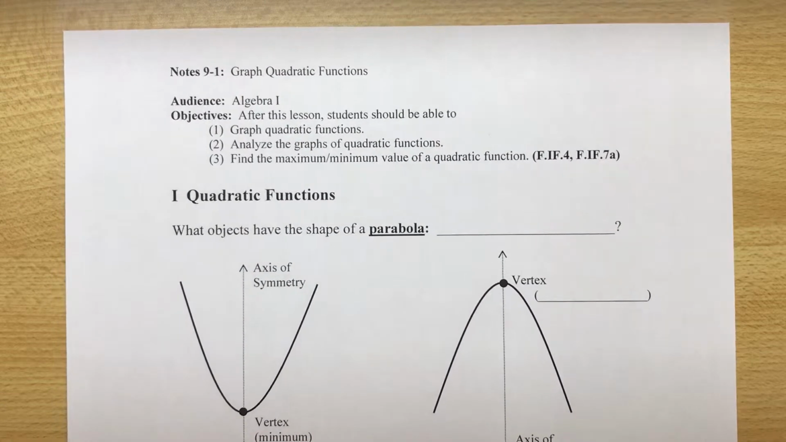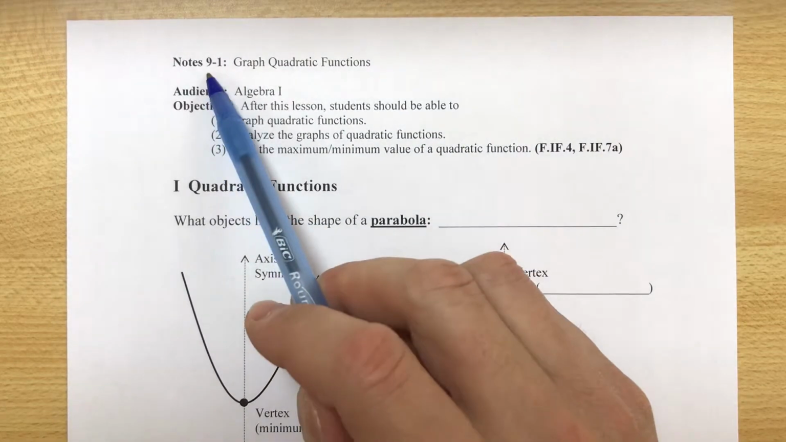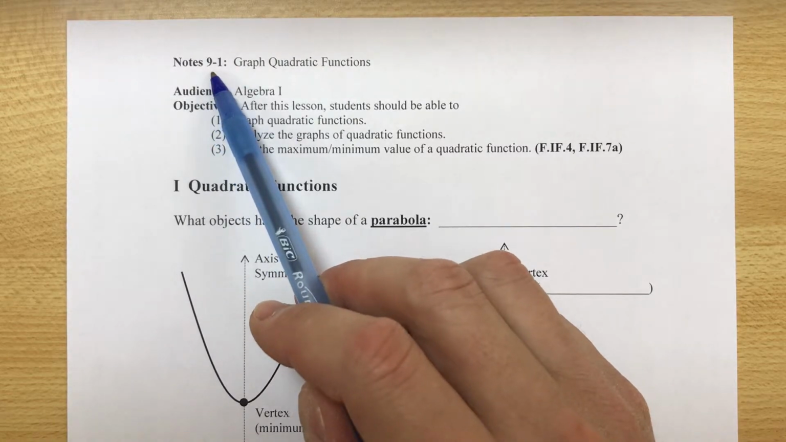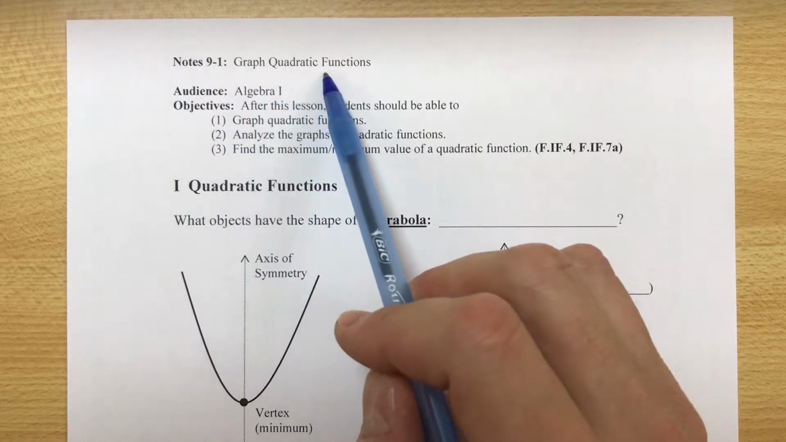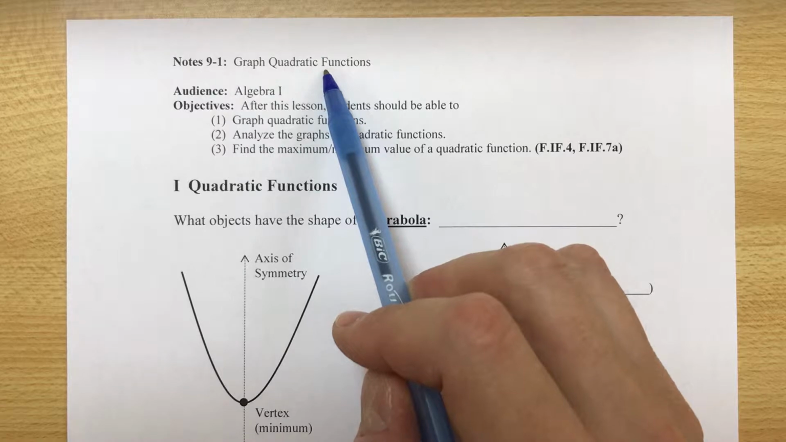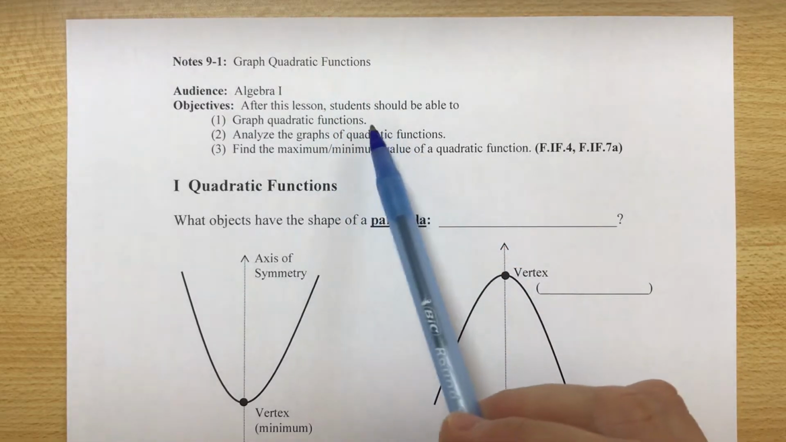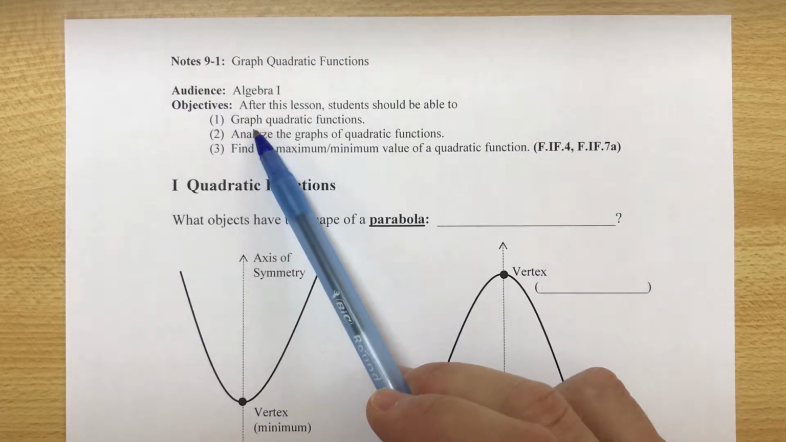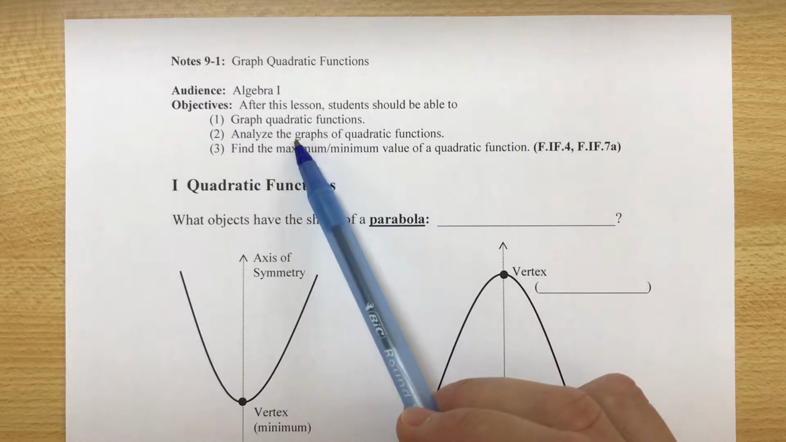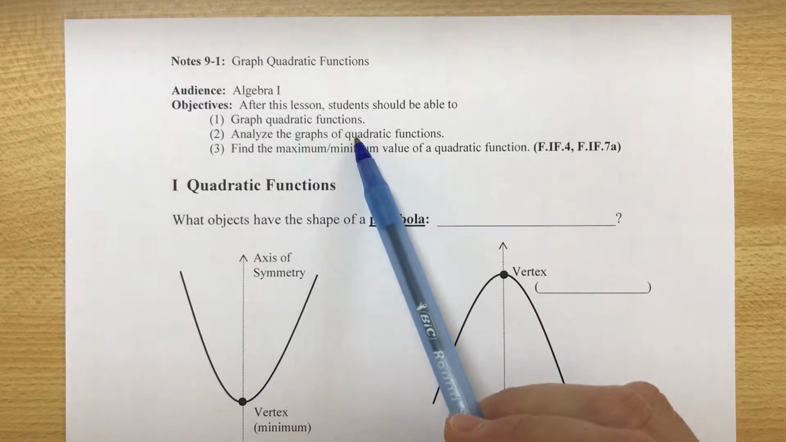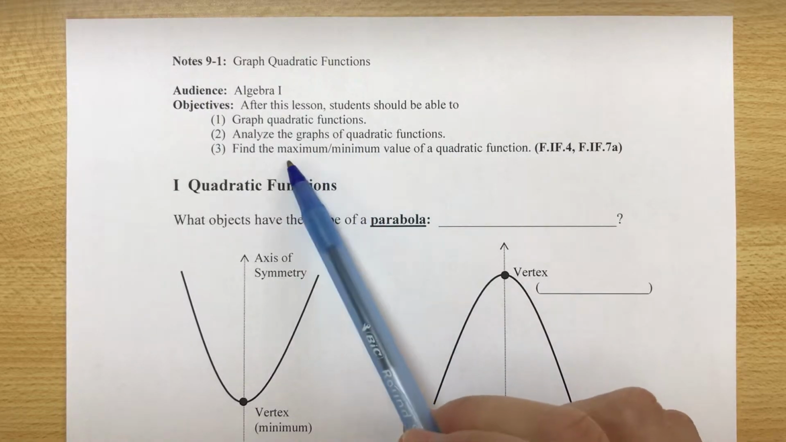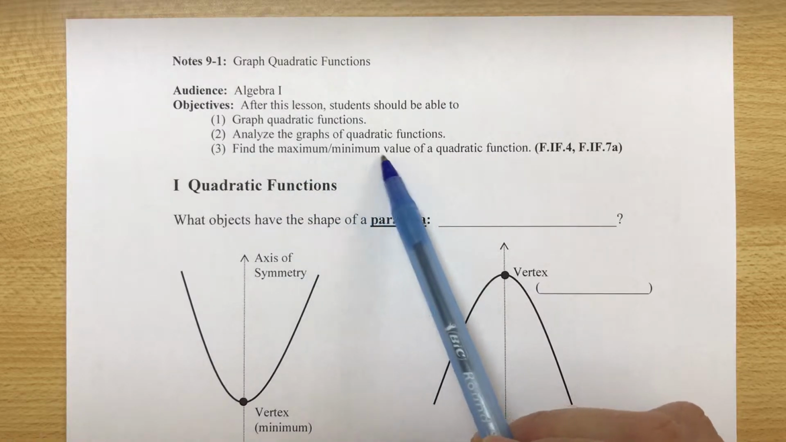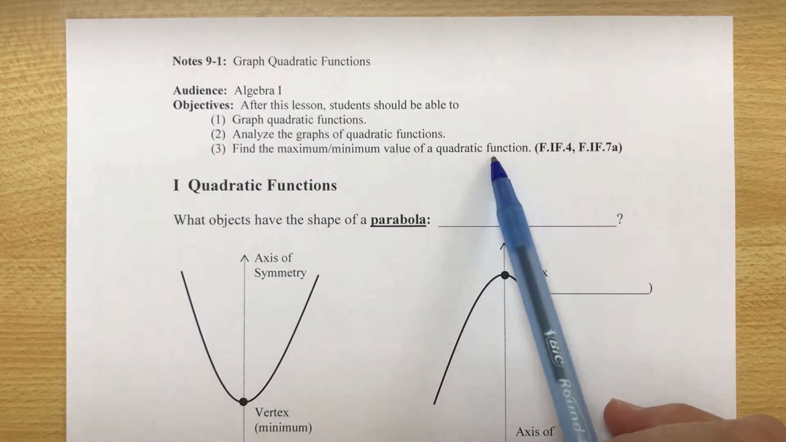Okay, Algebra 1 fans, our topic for today, we're going to start Unit 9, 9-1, Graph Quadratic Functions. And after this lesson, the things that we should be able to do: know how to graph quadratic functions, analyze the graphs, talking about properties and things, find the maximum or minimum value of a quadratic function.